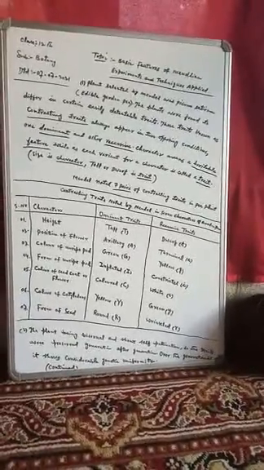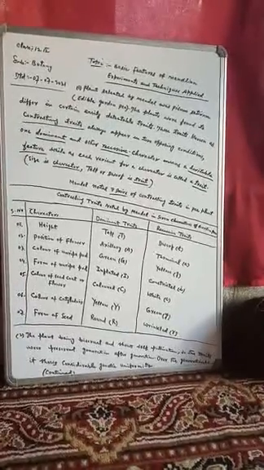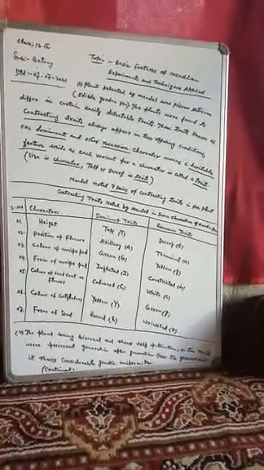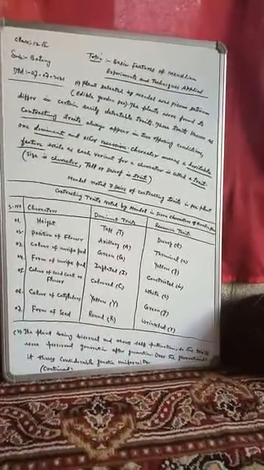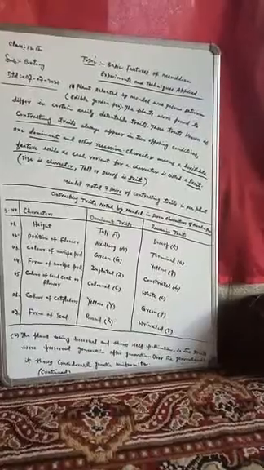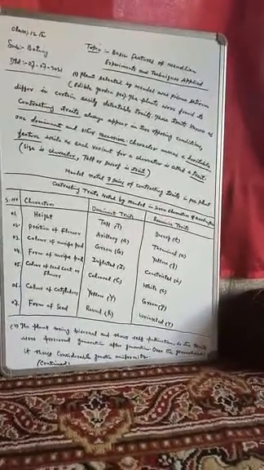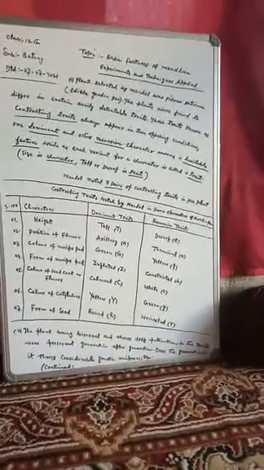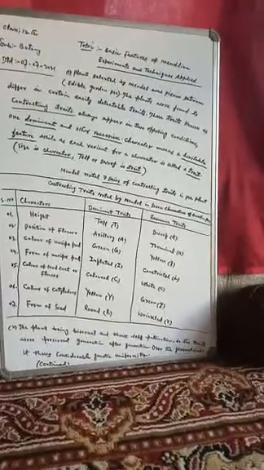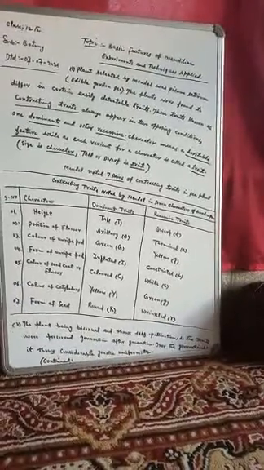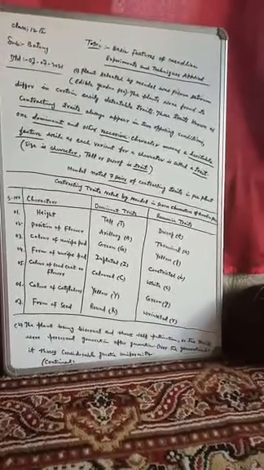For example, if the size of the plant is considered, the size is the character and tall or dwarfness is the trait. During the experiments on Pisum sativum, Mendel noted 7 pairs of contrasting traits in pea plant.